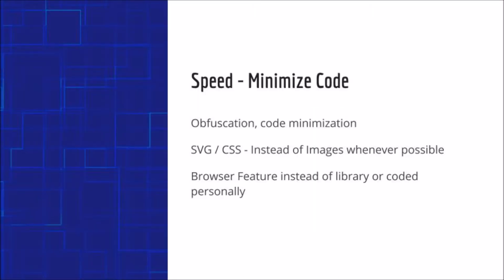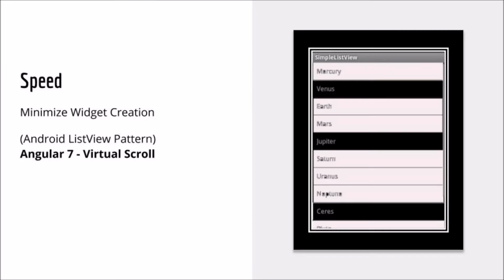That is HTTP pipelining. Another thing that brings speed is to minimize the number of objects created by JavaScript code that increase the memory overload. One approach for doing that is the Android list view pattern that is implemented in Angular 7 as a virtual scroll. There are probably other implementations of this pattern in other frameworks.